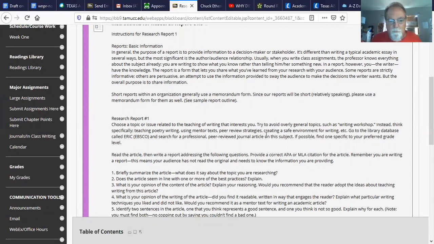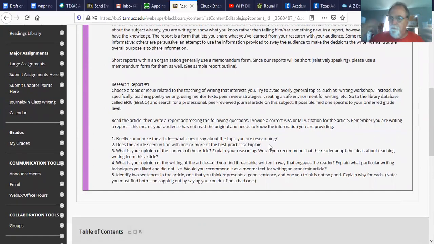And then I want you to do 5 things. I want you to summarize the article. What is it about? Is it in line with the best practices? Remember, we've got a list of what are the best practices in teaching writing. What's the best way to do it? And remember, that's supported by research.